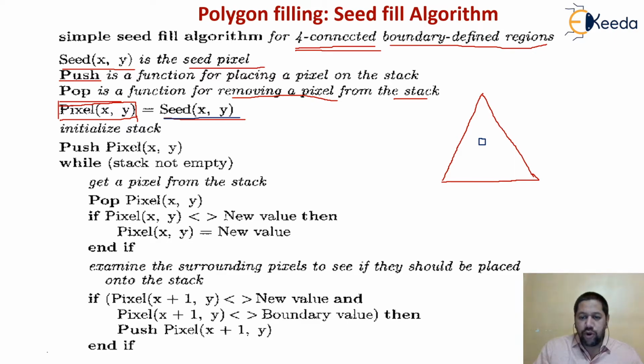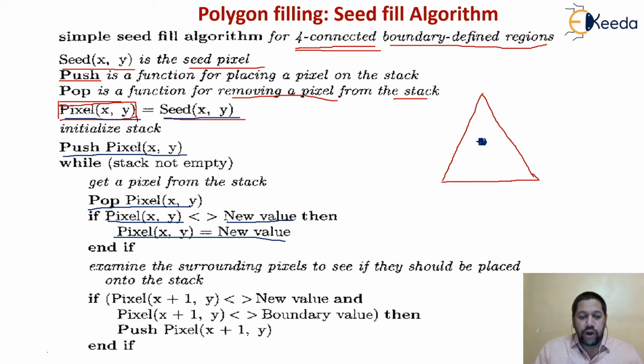Now I'm going to put this pixel onto the stack. Initialize the stack, push the pixel x comma y onto the stack. While the stack is not empty, I'm going to pop the pixel x comma y, which means I'm going to remove the same pixel. Then I will check whether the pixel x comma y is not equal to the new value. Not equal to the new value means it is not filled with the color. Then I am going to fill this pixel with the blue color. So the seed pixel is filled with the color.